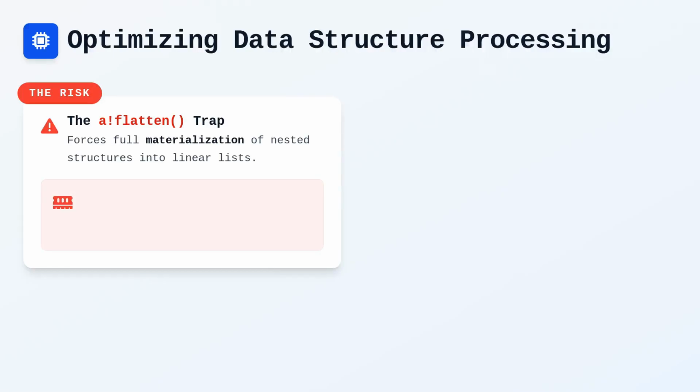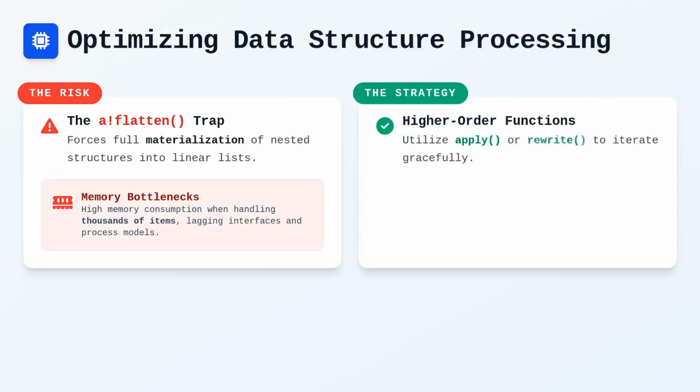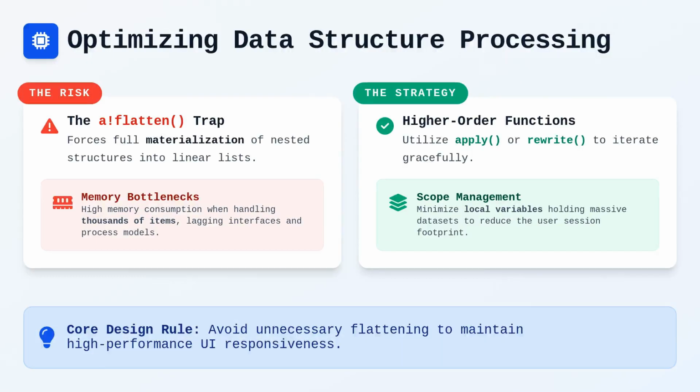If you are dealing with thousands of items, flattening can lead to high memory consumption, potentially slowing down the entire interface or process model. Instead of flattening unnecessarily, see if you can operate on the nested structure using higher order functions like apply or rewrite that handle iterations more gracefully. Always keep an eye on the scope of your variables, as holding large data sets in local variables within a complex interface can drastically increase the memory footprint of your user session.